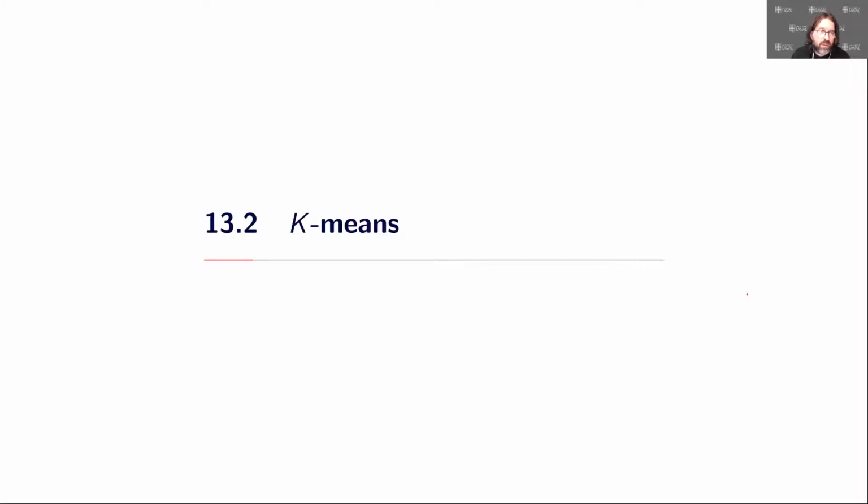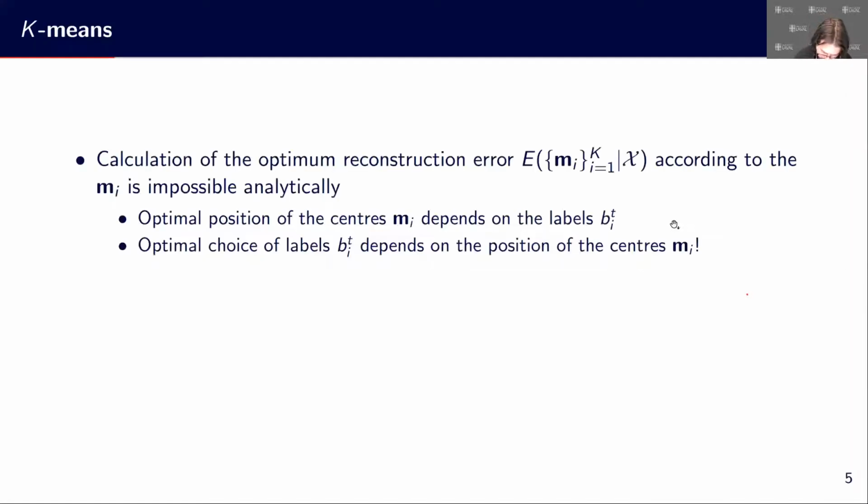So now we will talk about one of the classical algorithms for clustering, which is called k-means, which is, I would say, the reference algorithm somehow in the field. So in k-means, we are calculating the optimum reconstruction error according to MI.